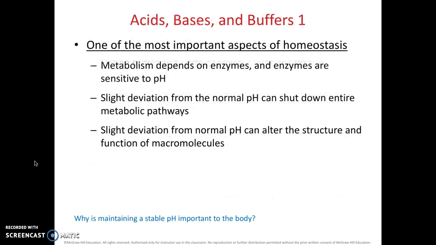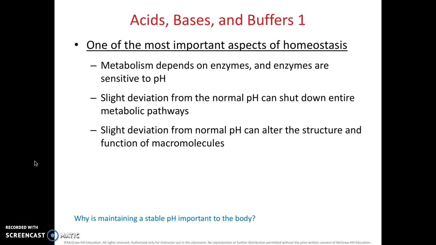So acid-base balance is one of the most important aspects of homeostasis. And this is because metabolism depends greatly on enzymes, and enzymes are pretty sensitive to pH. So remember, one such enzyme would be pepsin, which is within the stomach. You should know from our previous lectures that pepsin acts to digest peptides or proteins and is inactivated when it reaches the small intestine because of the change in pH, so that it's only active when it's in the high pH of the stomach.